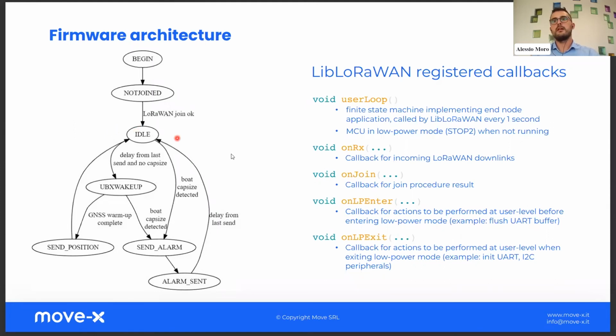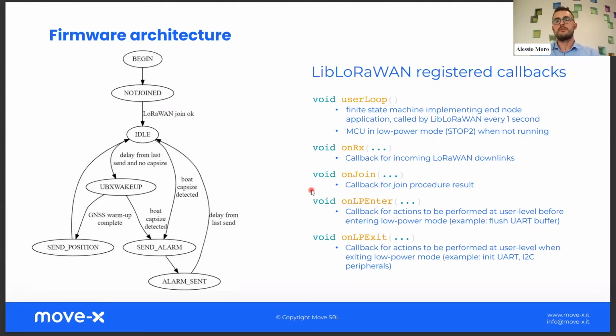These are the functions registered in the lib LoRaWAN. We have the user loop where the main user code runs, and in our case it is executed every 1 second, so the state machine is clocked with a 1 second period.